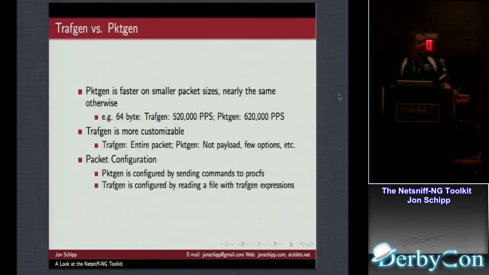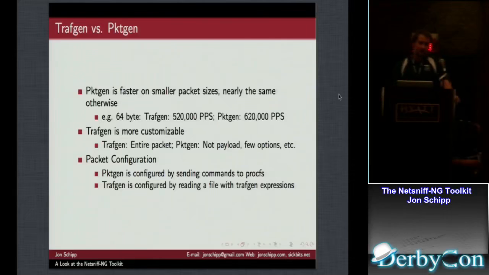But let's take a quick dichotomy of this and give a quick overview of each one. So Pktgen is typically faster on small packet sizes and nearly the same otherwise. Trafgen is not quite as fast on the smaller sizes, like 64 bytes and 128 bytes. But as the size rises, it's much easier to generate traffic, because it is hard to generate small packets at a fast rate. And here's an example. On a 64 byte, in one of my tests, I was generating 520,000 packets per second, and Pktgen during the same test was 620,000.